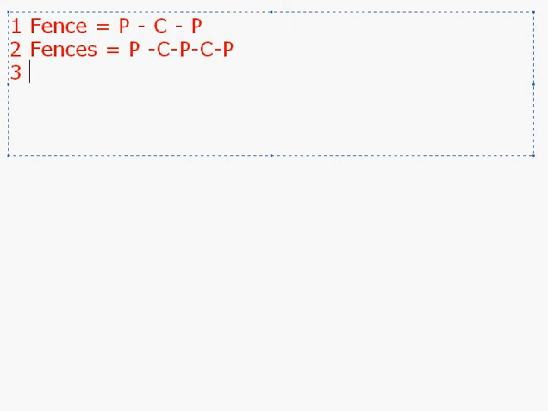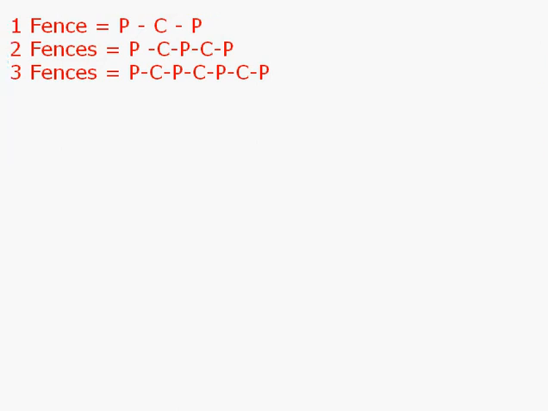If there are 3 fences, it will be like post, chain, again post, again chain, again post, right? Alright, so if there are 3 fences, there will be 4 posts. If there are 2 fences, there will be 3 posts. If there is 1 fence, 1 chain, there will be 2 posts, right? So what can be inferred from this given situation?